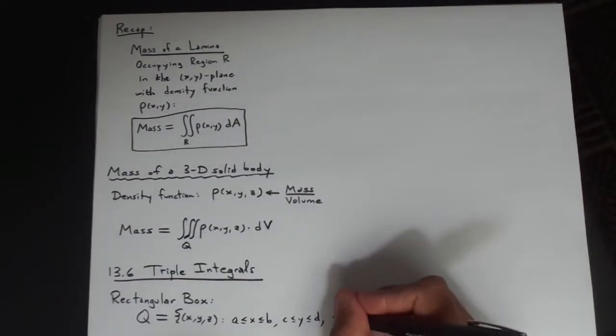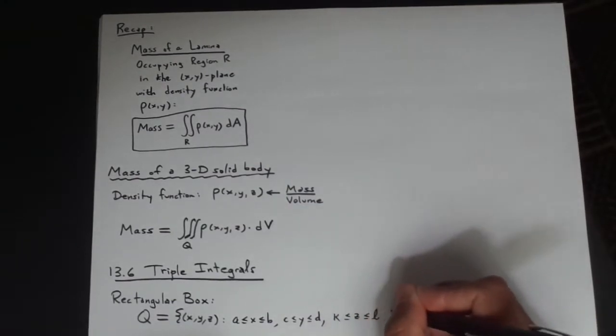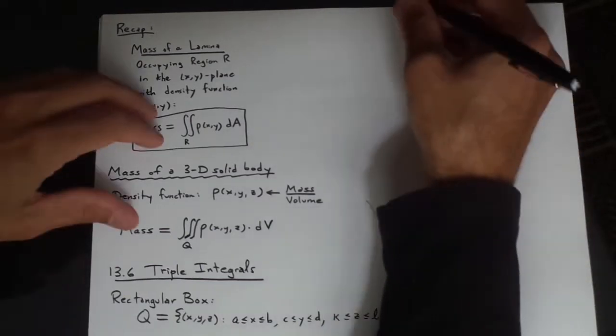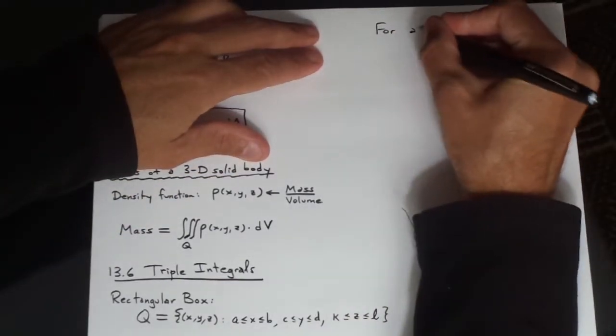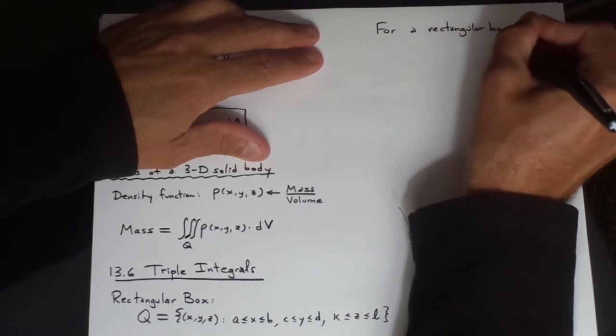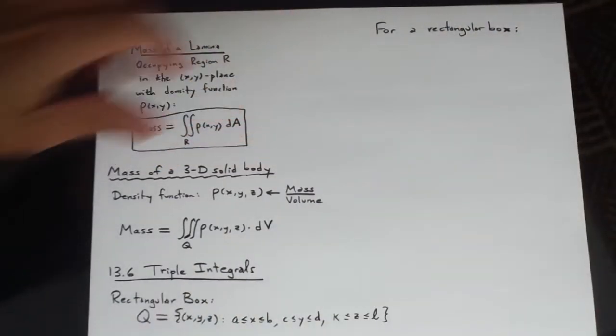But now we have a z variable to take care of as well. Let's imagine that z is sandwiched between k and L. All right? If we had a box like that, then you won't be surprised that the limits of integration would be very simple. They would just be the constants, a and b, c and d, and k and L. So in this case, for a rectangular box, which is what we're talking about, this is the simplest possible way of having a triple integral problem.